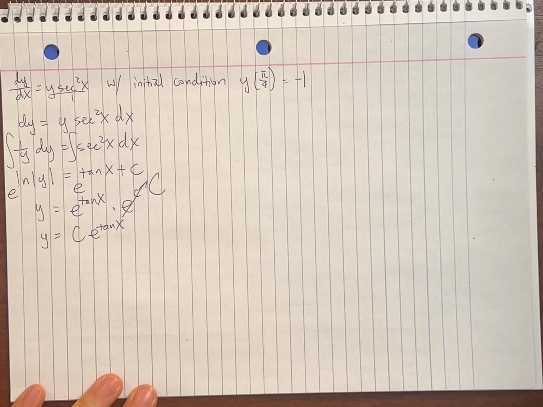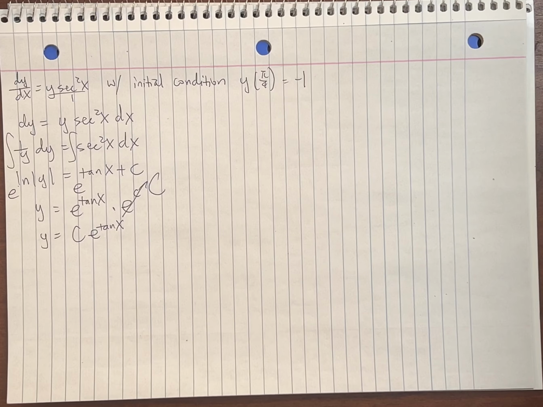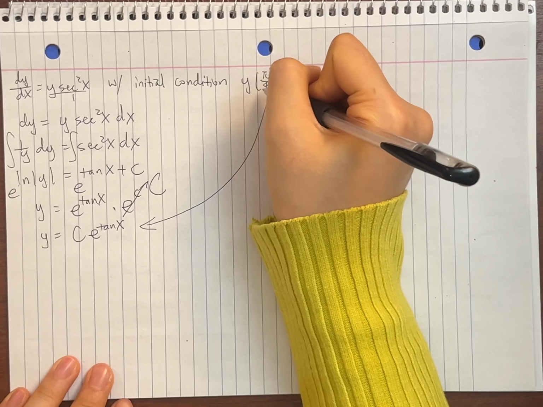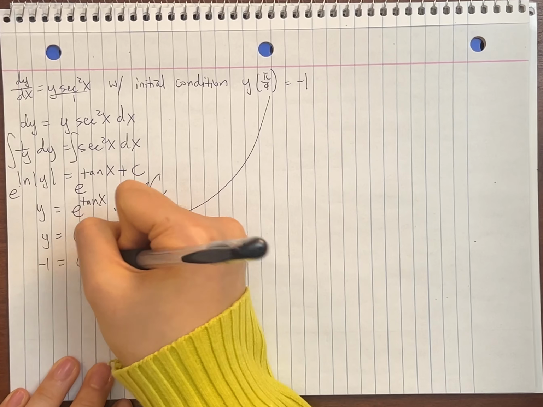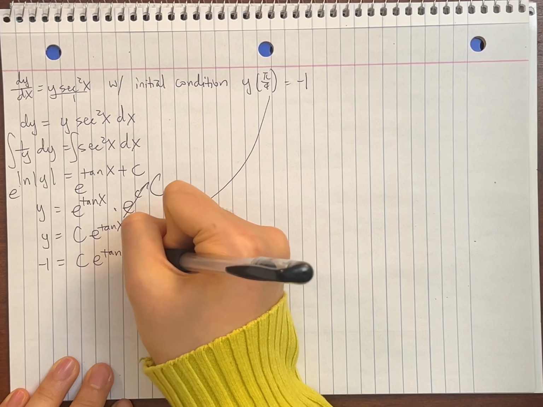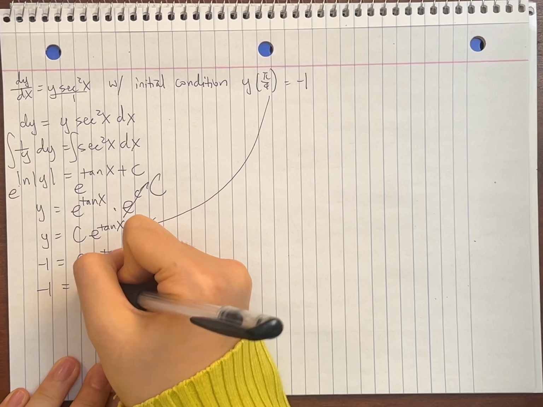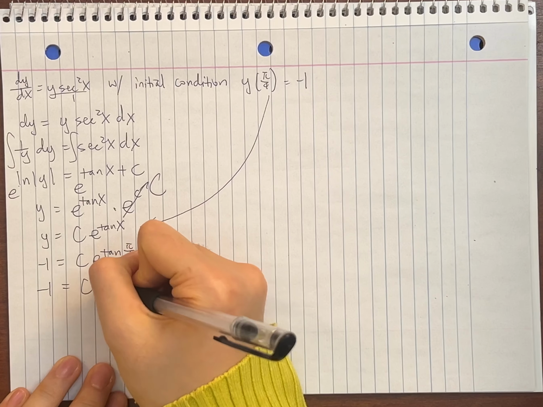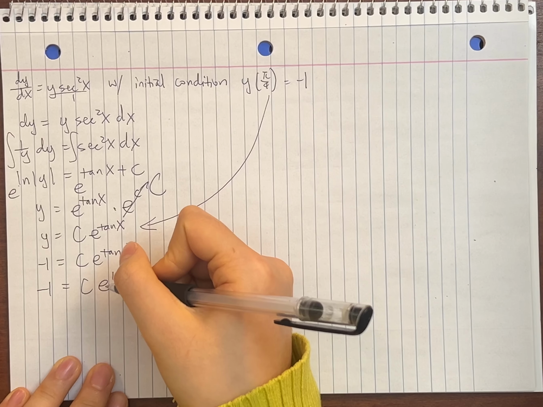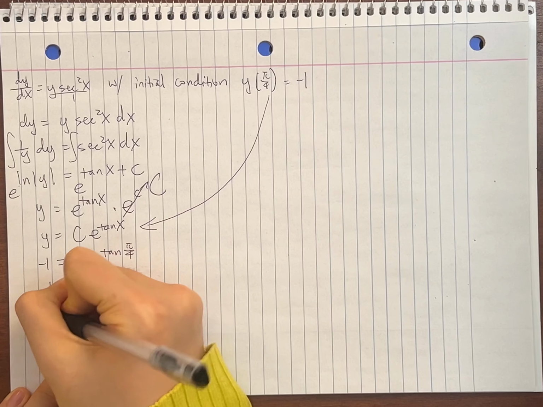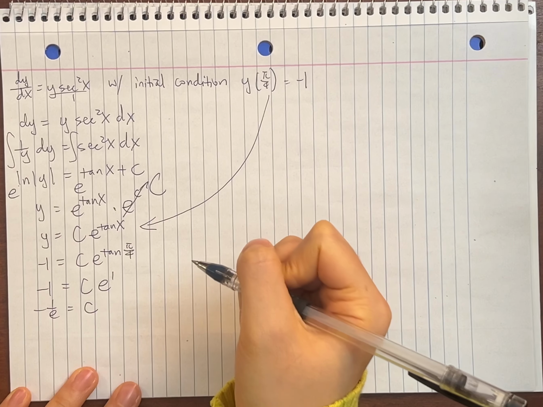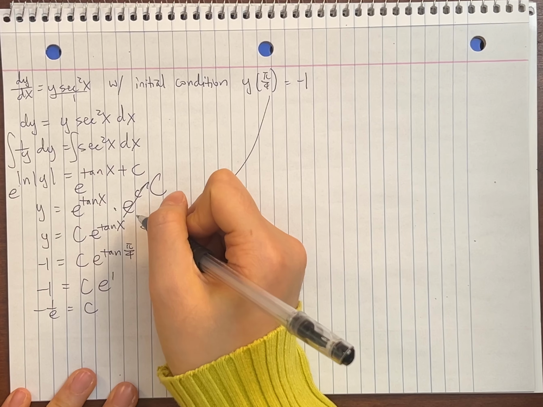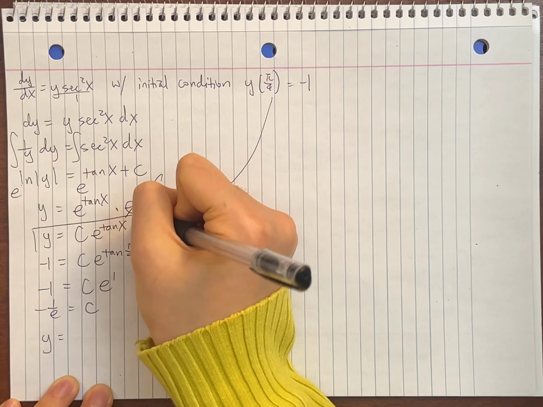So I think this is a pretty good place for us to stop and put the initial condition into the function. So this is x, this is y, so -1 is equal to c e to the tan of pi over 4, which will be -1 is equal to c times e. So tan of pi over 4 will be 1, so e to the first power will just be e. So dividing by e on both sides, we get c. At this point, we can put the c back into our function.